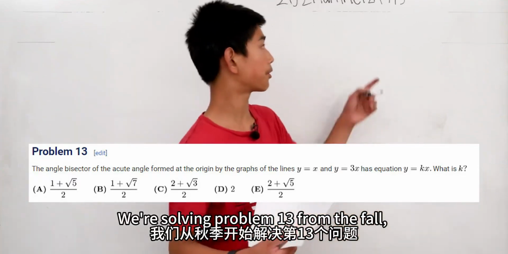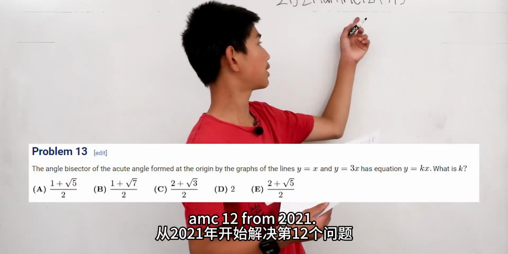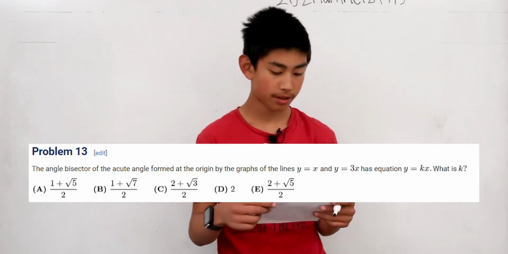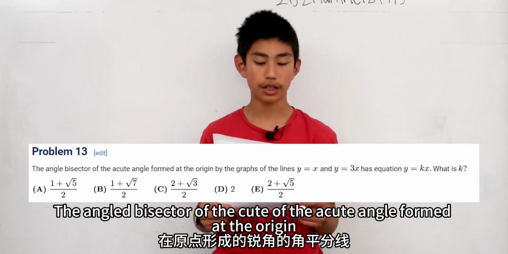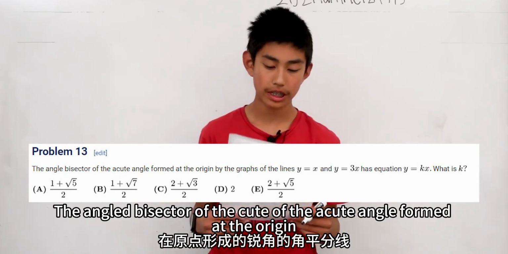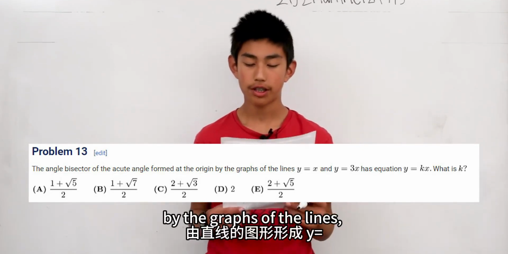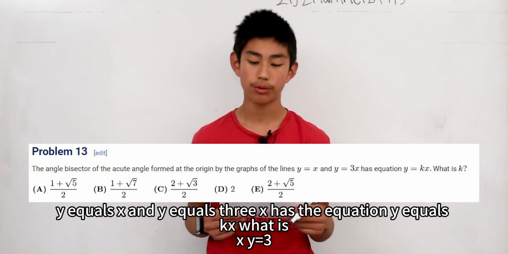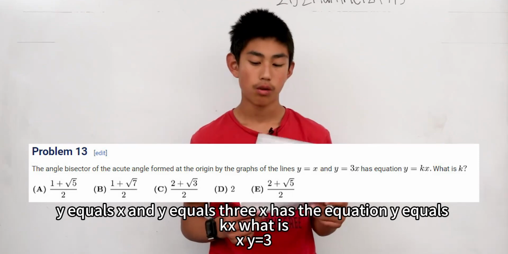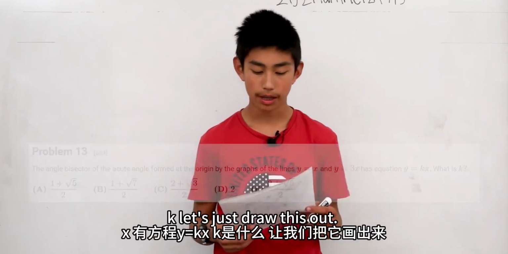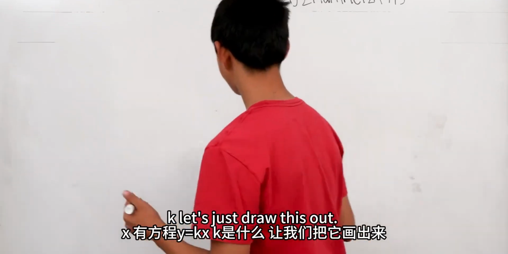We're solving problem 13 from the Fall AMC 12A from 2021. The angle bisector of the acute angle formed at the origin by the graphs of the lines y equals x and y equals 3x has the equation y equals kx. What is k? So let's just draw this out.